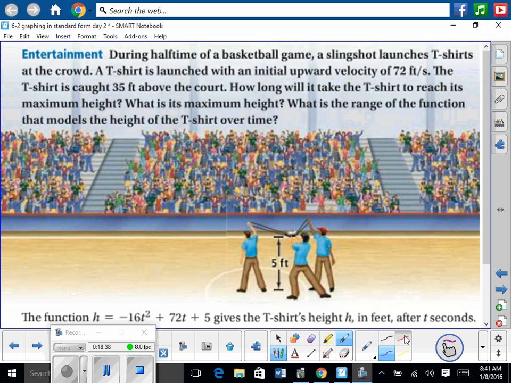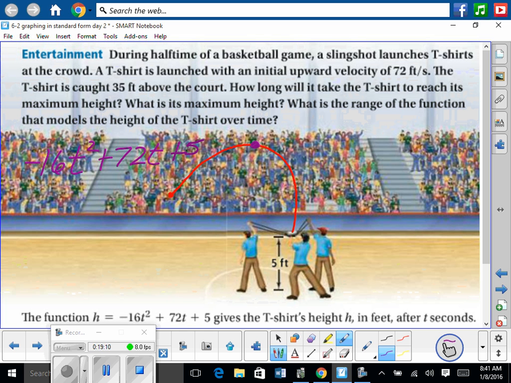So let's think about it. In the real world, if this slingshot of a t-shirt goes up, it's coming back down. Boom. Do you see how, let's say it lands in that person's hand, that's making a quadratic shape? Yes. Okay, so can't we find the maximum height? Isn't that the vertex? If that's our equation, isn't it easy to find the vertex? So we have negative 16t squared plus 72t plus 5.